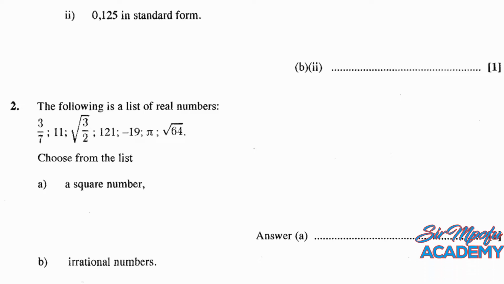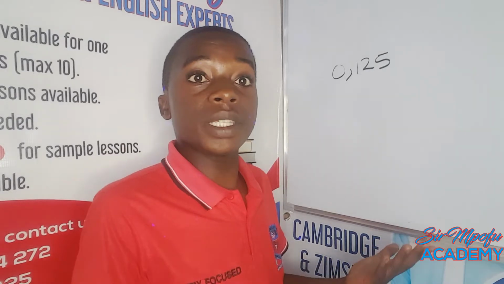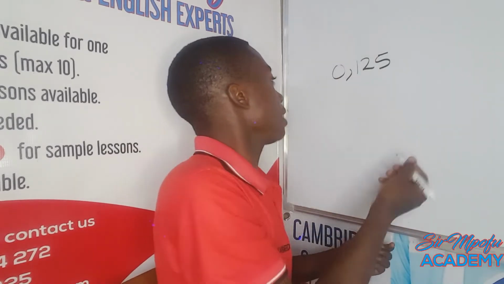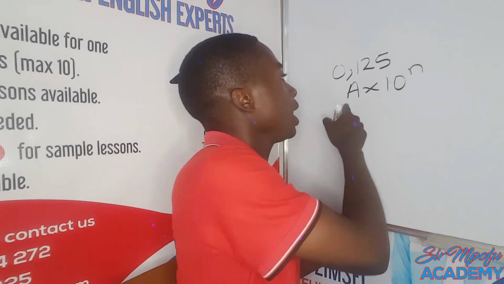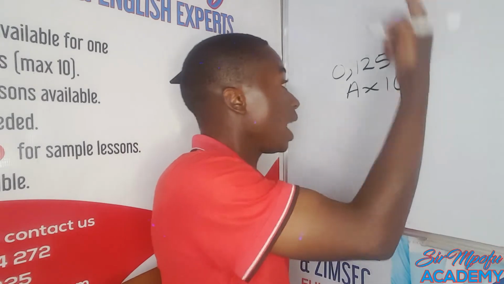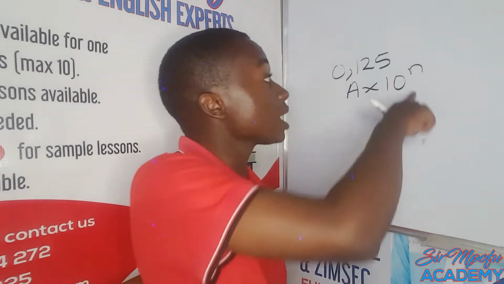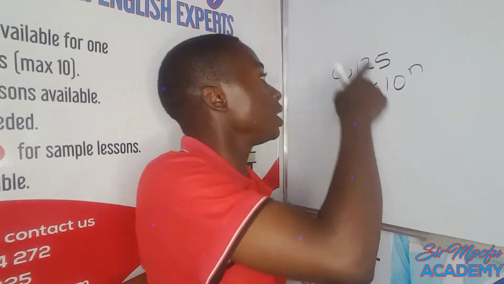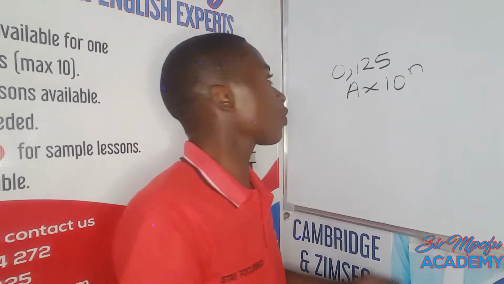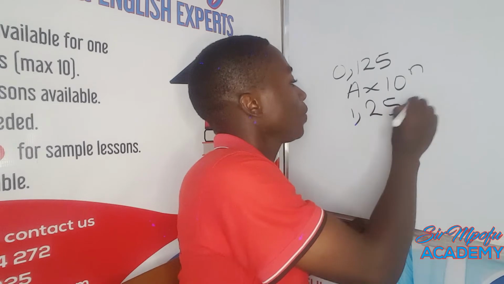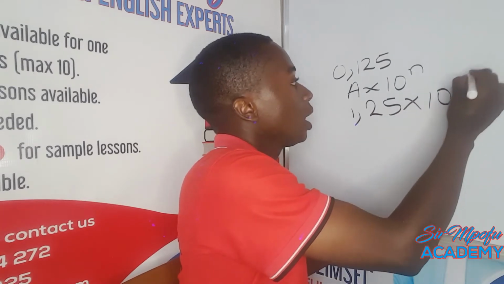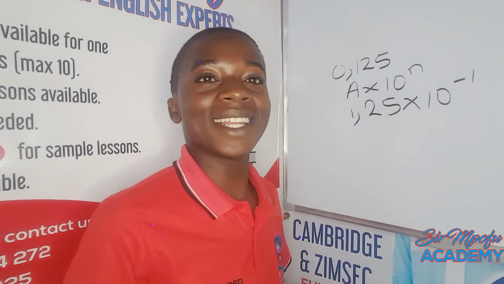Express 0,125 in standard form. This is very simple and straightforward. Remember, for us to write this in standard form, it should be in the form a times 10 to the power n, where a is any number between 1 and 10, and n is an integer. And n is positive if it's a whole number, and it will be negative if it's a decimal fraction like this. So this is 1,25 times 10 to the power negative 1. Let us solve the next question.